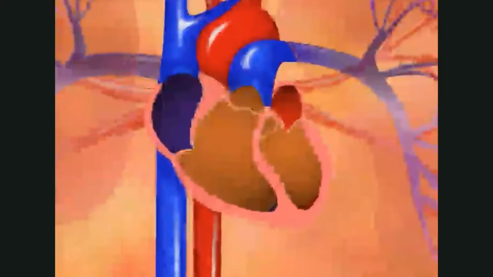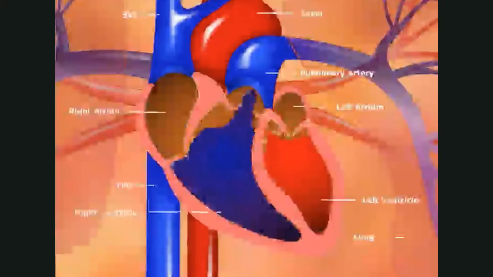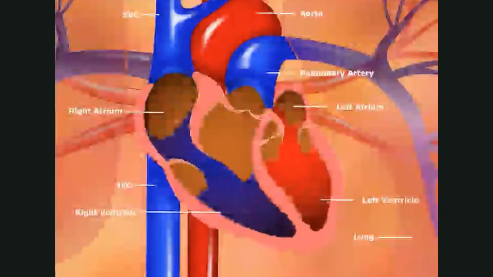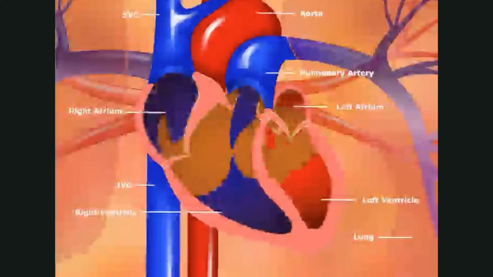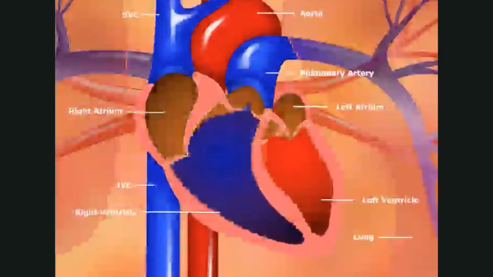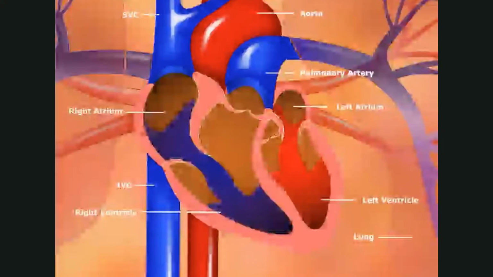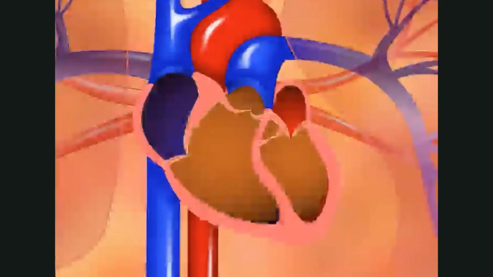Let's take a closer look at the heart. Take a moment to identify the various anatomical structures. We are looking at a representation of the normal function of the heart. Notice how blood leaves the ventricles with each contraction.